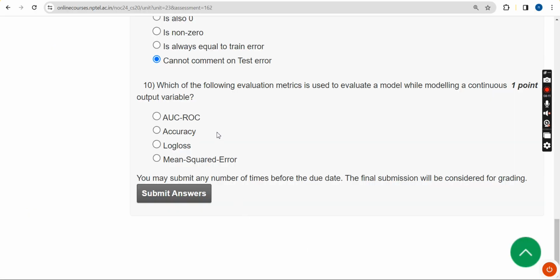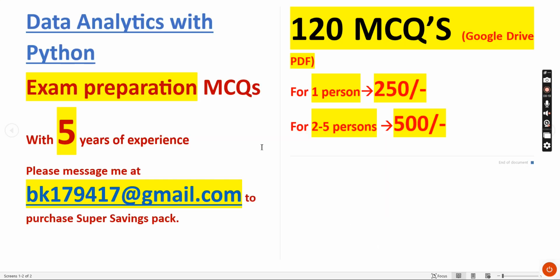So for the 10th and final question, the probable answer is the fourth option, mean squared error. So friends, these are the solutions for the week 7 assignment.